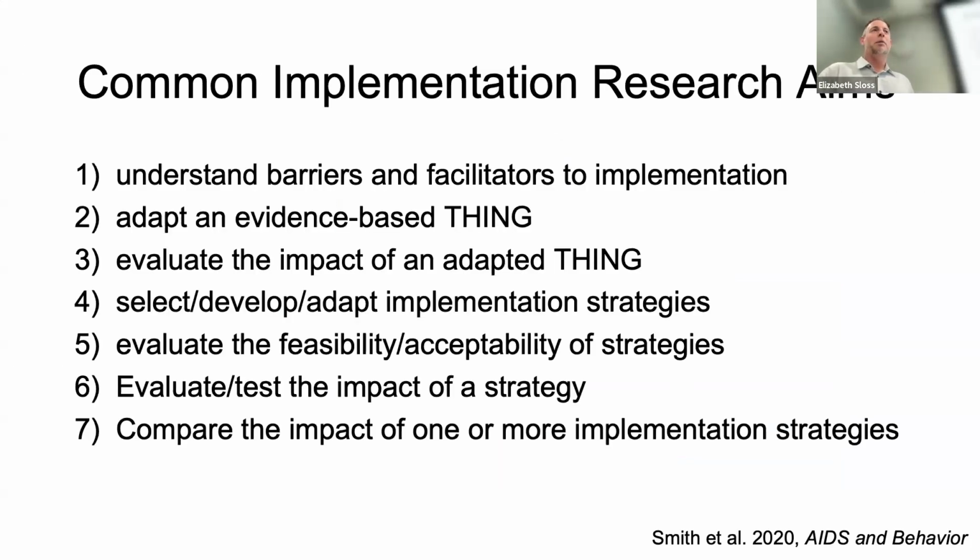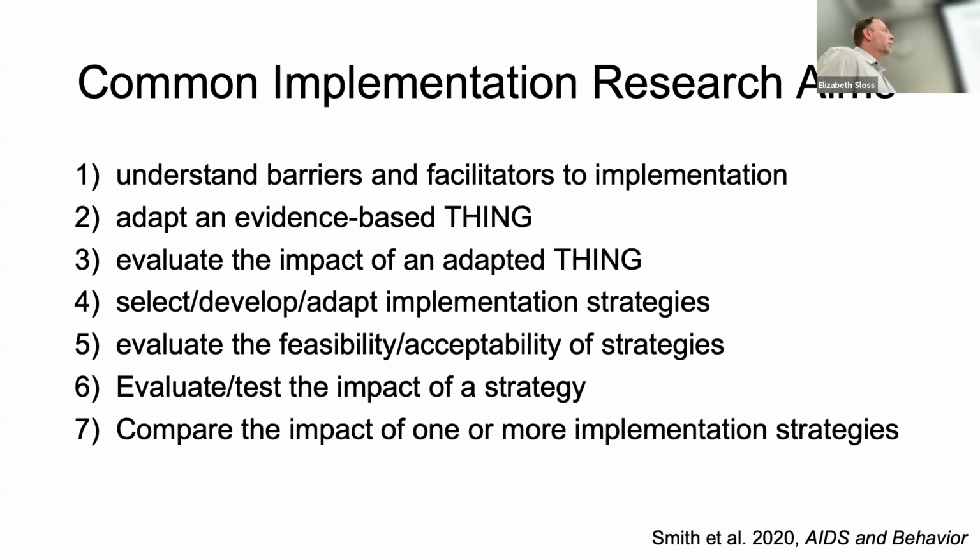So let's think about some common implementation research aims that you might encounter. This came from a mapping review of the literature of HIV implementation science that we did in 2020. We were able to pull out common themes about what kind of research aims people are doing. A lot of aims have to do with just understanding context, so understanding barriers and facilitators to implementation. What got in the way, or what could get in the way of implementing this intervention to its full extent?